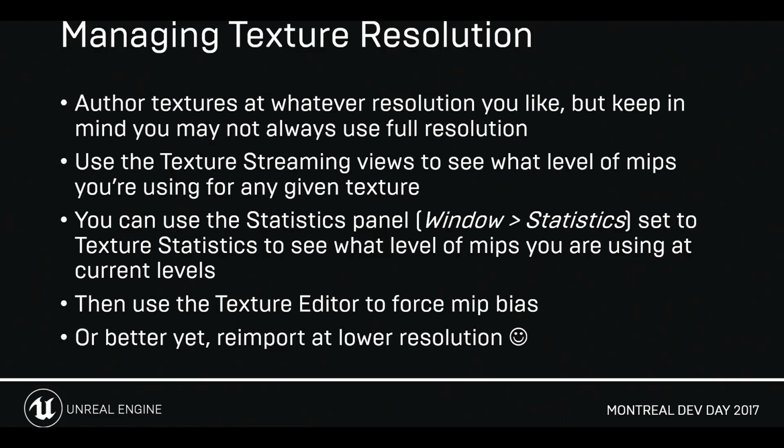You can use the statistics panel, under Windows, Statistics, to see what textures you have loaded in your level at any given time. You can see what resolution they were authored at, what resolution they're actually drawing at, and what MIP level they're using. So you can start to notice patterns really quickly that way. You'll be like, oh, cool, we have this really awesome 8K texture on this rock that's only ever using a tiny little 64 by 64 MIP. And so you can start making decisions like that.